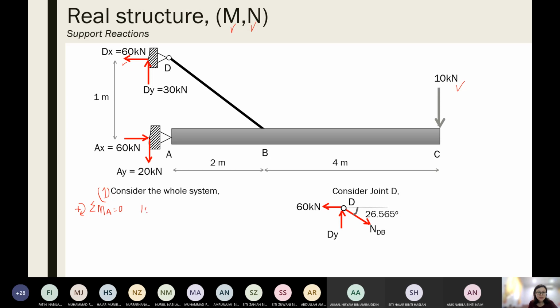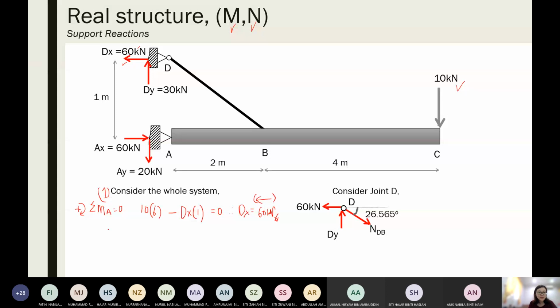So the 10 kilonewton, the distance to A will be 6 meter, acting clockwise, positive. And then Dx, the distance is 1, acting counterclockwise, equal to 0. Therefore, my Dx is equal to, can anyone help? Yes, 60 kilonewton. It is positive, meaning that my assumed direction is correct. So here we have 60 kilonewton.